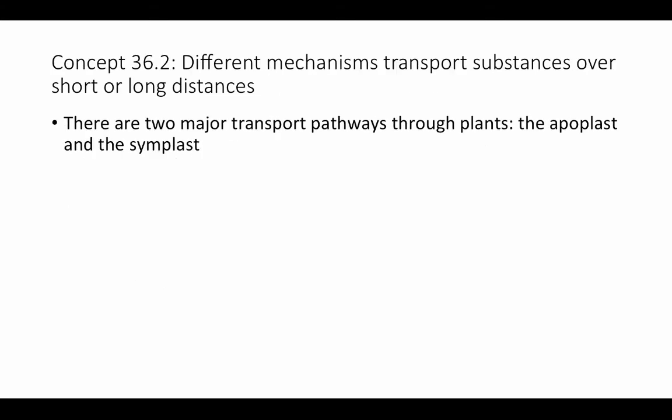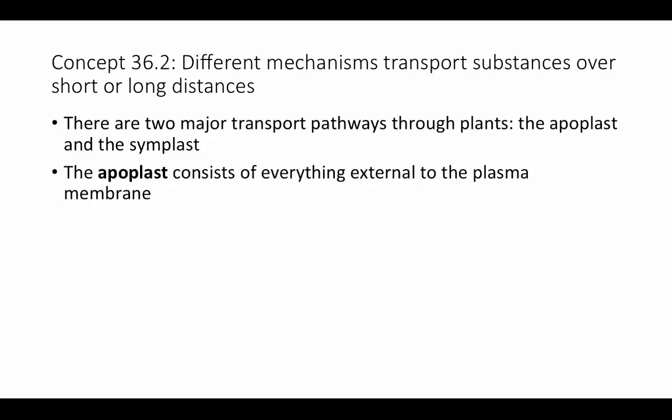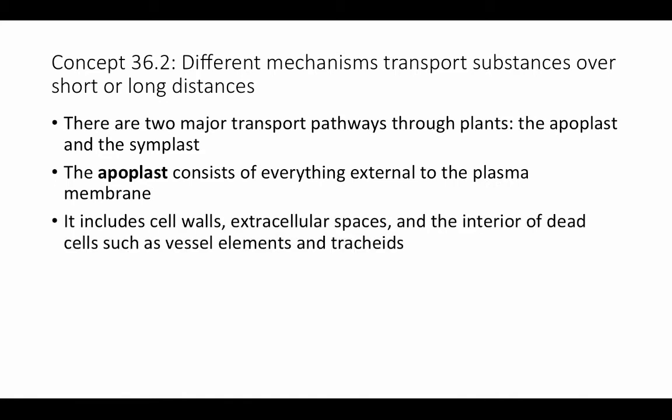So if we think about short or long distance transport of materials needed by the plant, they're going to be using very different mechanisms. So there are two major transport pathways through plants. One is called the apoplast, and the other is called the symplast. So the apoplast consists of everything external to the plasma membrane. So it includes cell walls, extracellular spaces, and the interior of dead cells, such as vessel elements and tracheids.